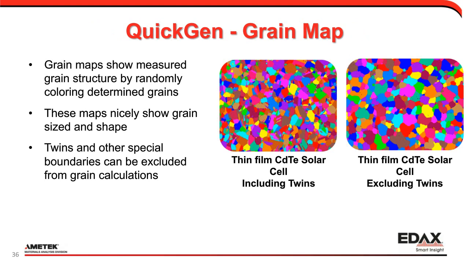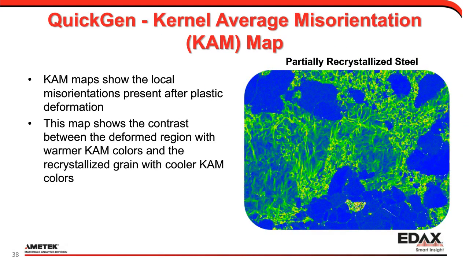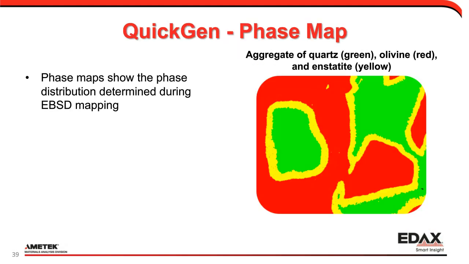Then we have our kernel average misorientation map. This is a map that shows basically the local misorientations present after plastic deformation. So in a partially recrystallized steel, we see there are some grains that have no misorientations, and then some that have quite a bit. Those are the deformed areas. And then we have our phase map. And this, of course, if we have multiple phases we've analyzed, we'll show different phases in different colors. So this shows quartz, olivine, and enstatite in a material.